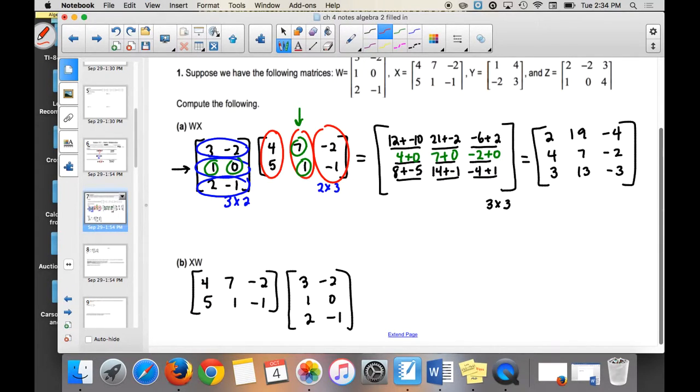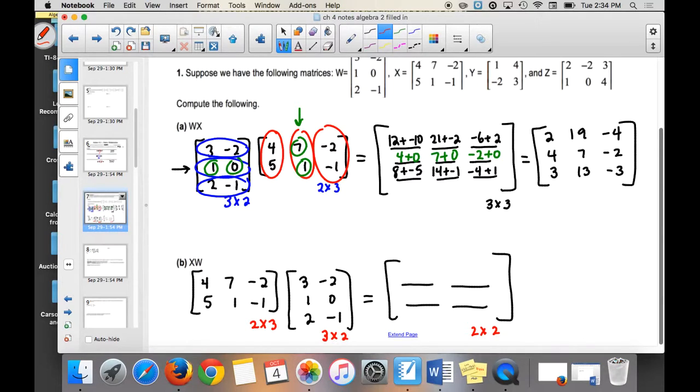So first, look at the dimensions. It's 2 rows, 3 columns, and this next one is 3 rows, 2 columns. So what are we going to end up with? A 2 by 2. So I always kind of draw my blanks. So I say, okay, I'm going to have a 2 by 2 in the end.